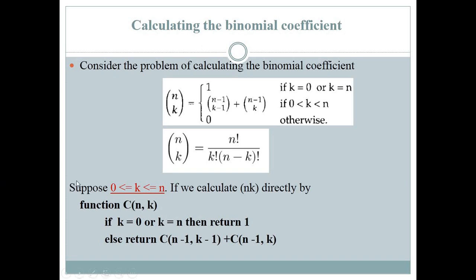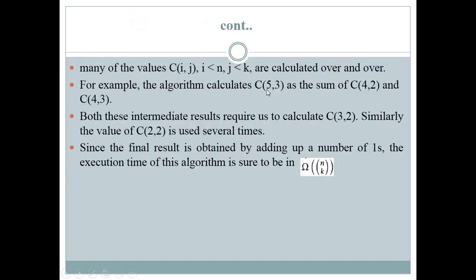Okay, so if we want to calculate our 5 and 3, we will need 4 and 2 and 4 and 3, and for other cases we will need 3 and 2 and 2 and 2. So these values will be needed several times in our solution, so we will store them in a table, and use them when they are needed.